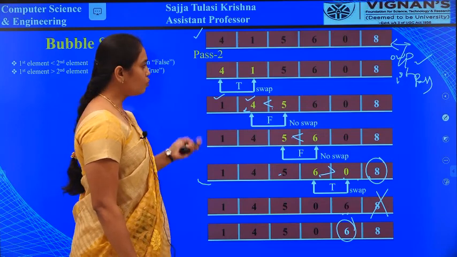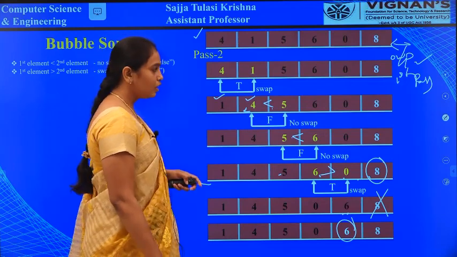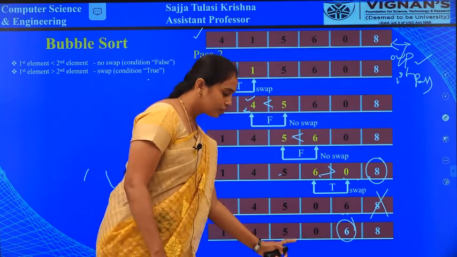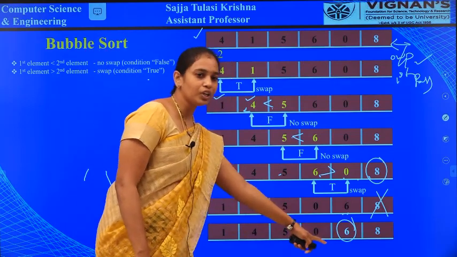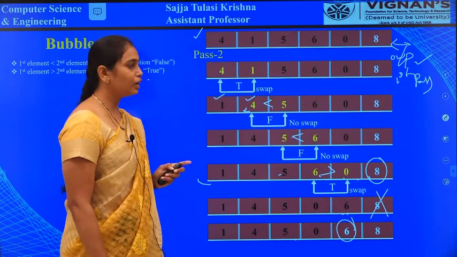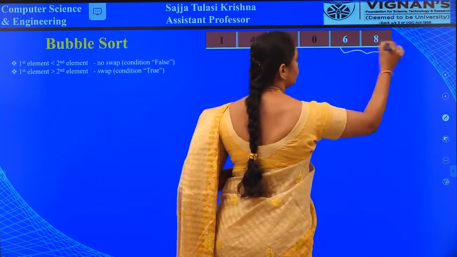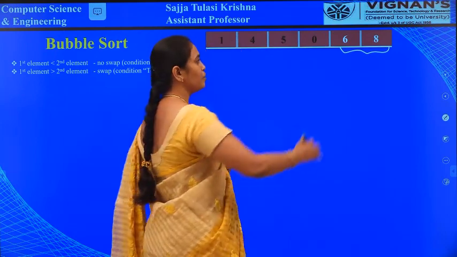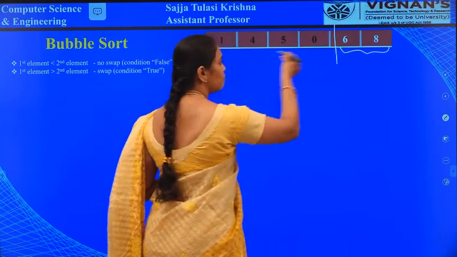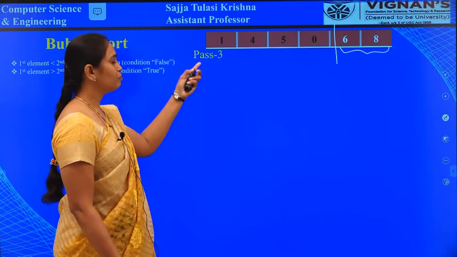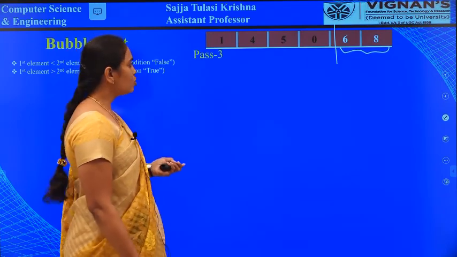Okay, so we will see the third pass. What is the input for the third pass? The second pass output is the input for the third pass. See here, now no need to compare these two elements. The comparisons are made up to these four elements in pass 3.